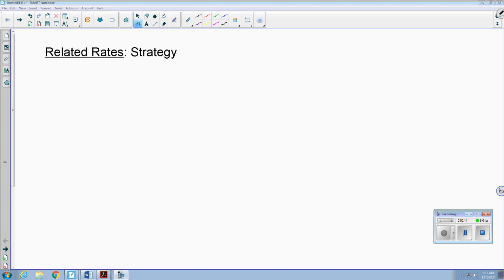These are going to be application problems where we have two or more quantities that are dependent on each other and are changing over the course of time. So if you identify a word problem where you notice that two things or perhaps more are changing over the course of time and have some sort of a relationship, you're dealing with a related rates problem.